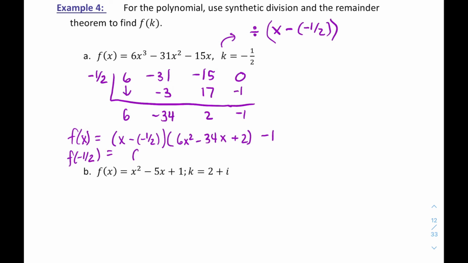So f of negative 1/2, plugging it in there, when you plug it into your first binomial, you get 0 times whatever you get when you plug it into the second one. Don't really care, 0 times that's still 0. And then minus 1 is negative 1, which is equal to my remainder, and it always will be. That's why it's called the remainder theorem.